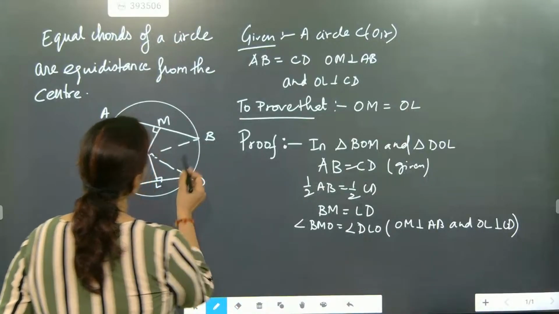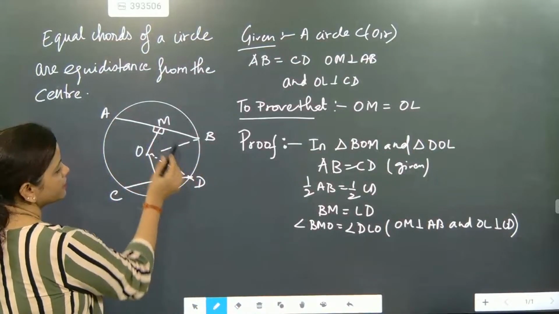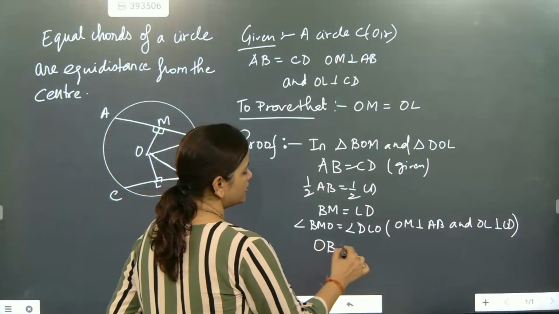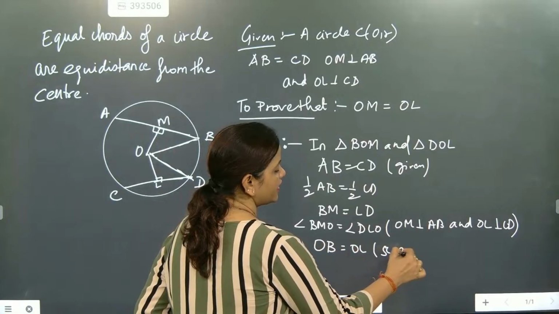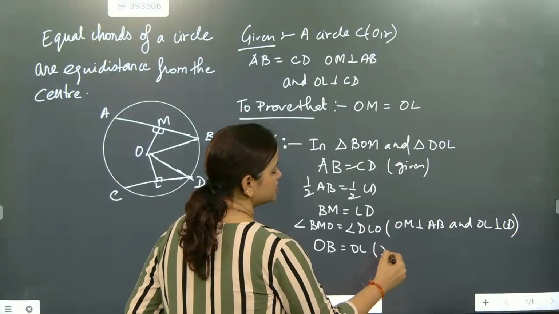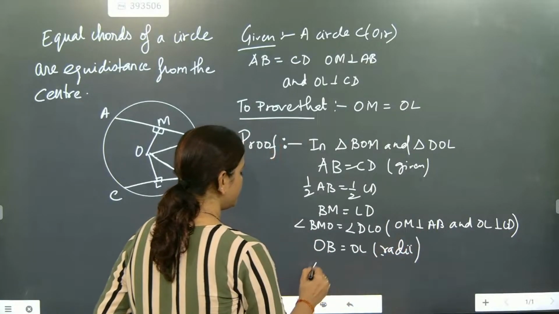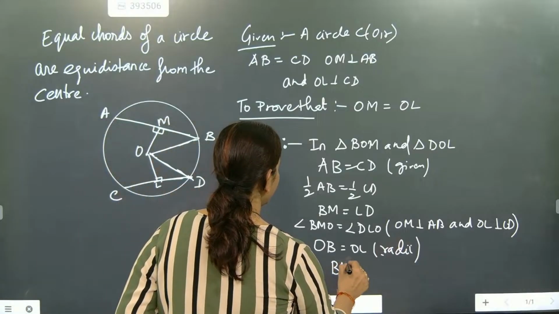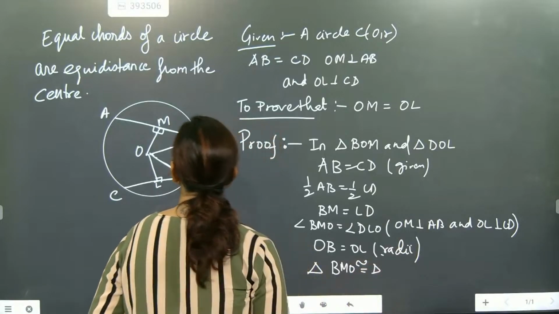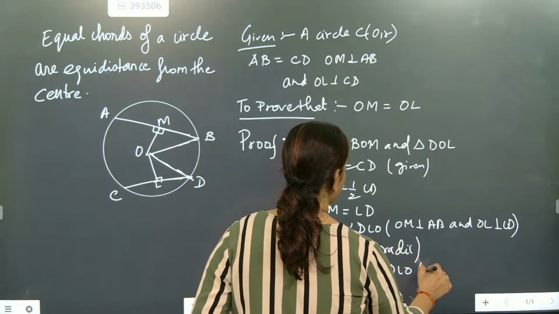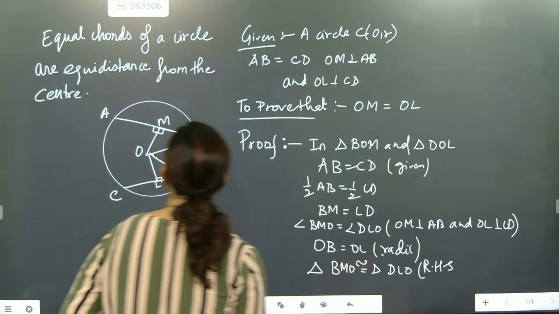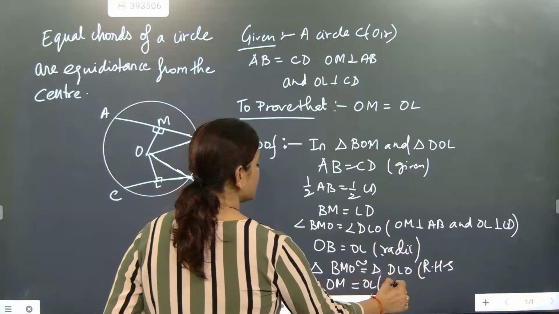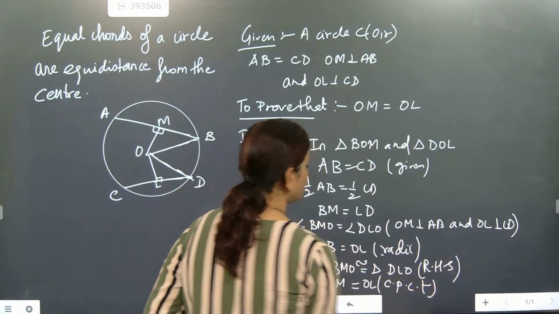So we have already proved that this is 90 degrees, and this side is equal to this. Now OB is equal to OL, they are radii of the circle. Therefore, triangle BMO is congruent to triangle DLO by the right angle, hypotenuse, side rule. Then by CPCT, OM is equal to OL.